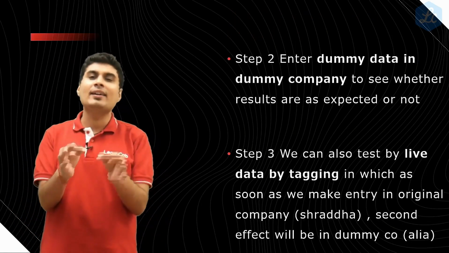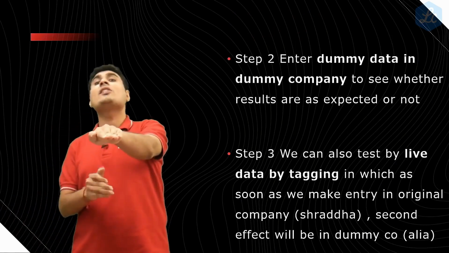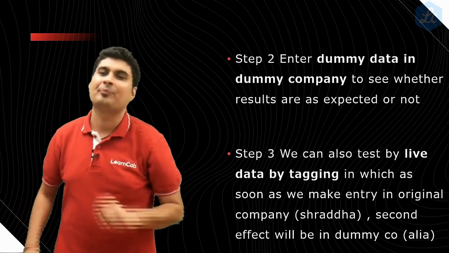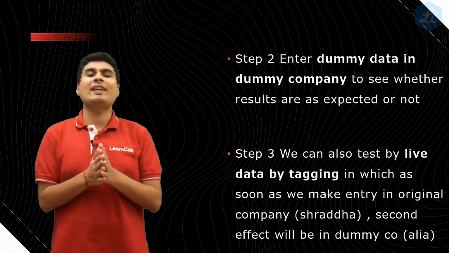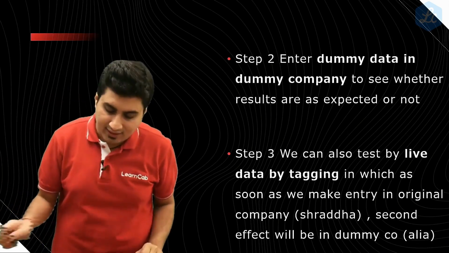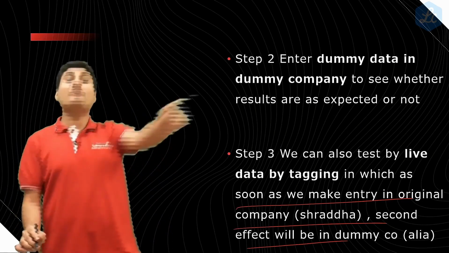Enter dummy data in the dummy company to see whether we are getting proper results or not. If the dummy company is giving proper results, the original will also give, because the system is the same. Step 3: we can also test with live data by tagging, in which as soon as we make an entry in the original company, the second effect will go into the dummy company.